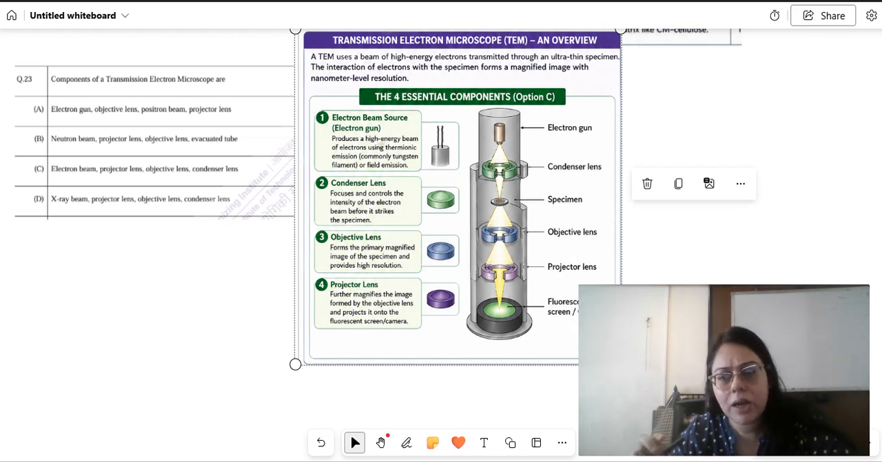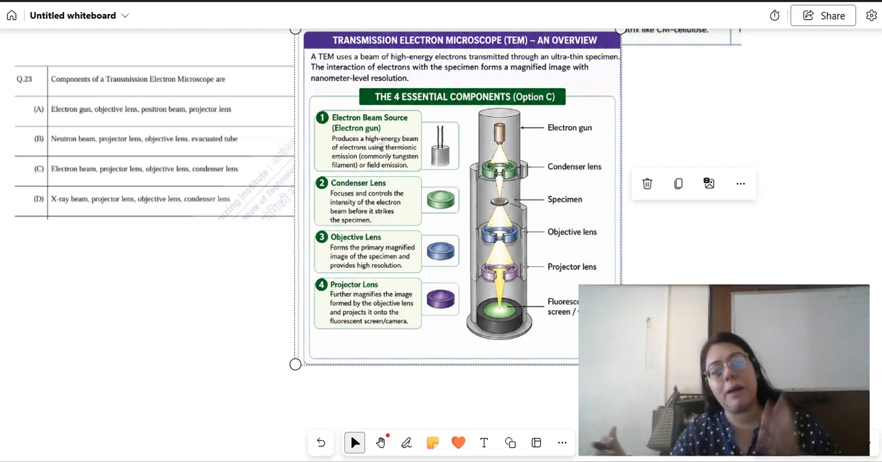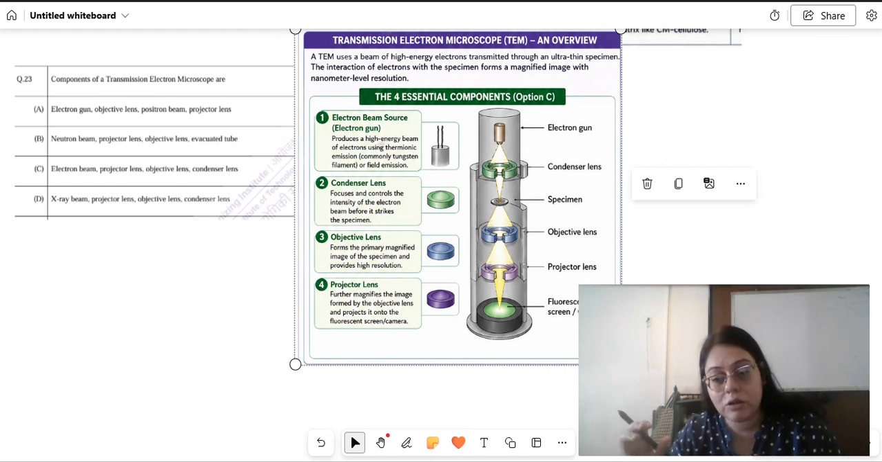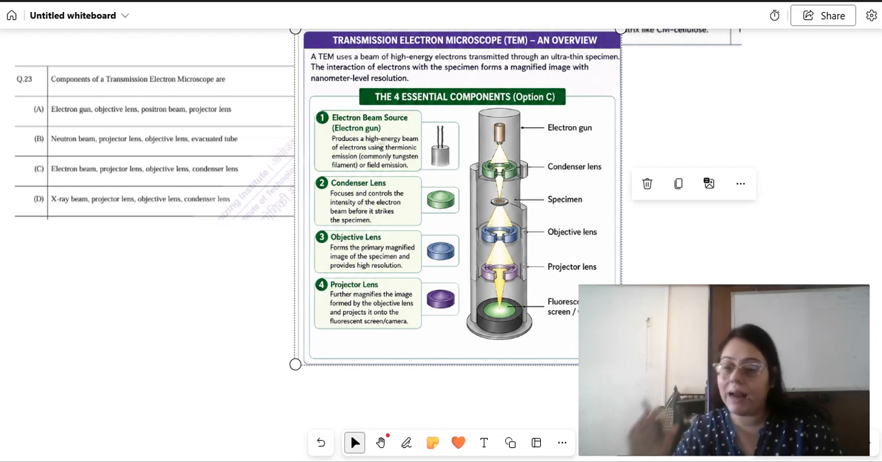The interaction of electrons with this ultra thin specimen forms a magnified image with a nanometer level of resolution, so the resolution will be in nanometers, that is 10 to the power minus 9 meter. Till now, the transmission electron microscope has the highest resolution, because the scanning electron microscope can go up to the micrometer level, but nanometer level is for TEM.